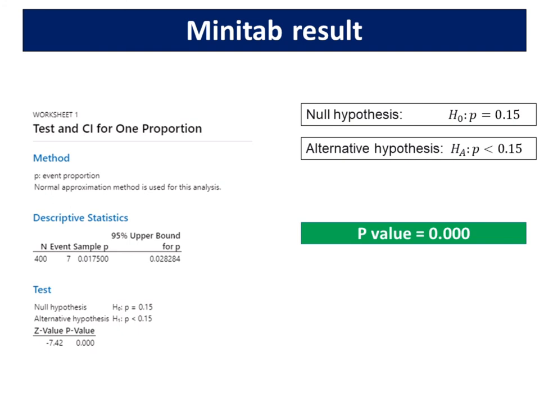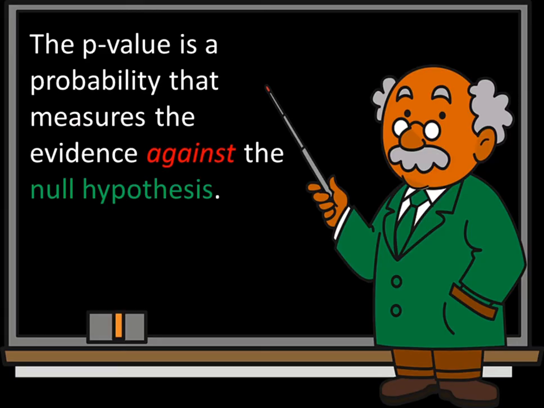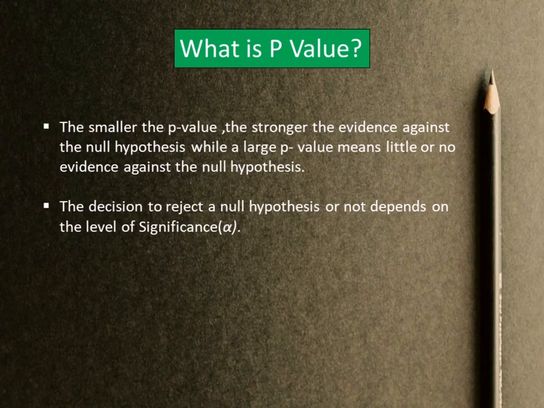In this case, the p-value is 0.000. The p-value is a probability that measures the evidence against the null hypothesis. The smaller the p-value, the stronger the evidence against the null hypothesis, while a large p-value means little or no evidence against the null hypothesis.